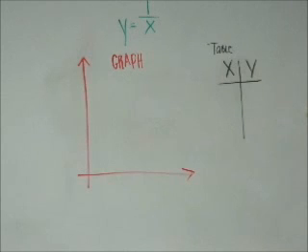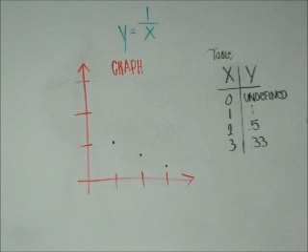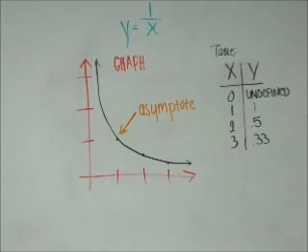Here we have a graph and table. Let's have the inputs or x values as 0, 1, 2, and 3. This would mean that the y values would be undefined, 1, 0.5, and 0.33. Now just connect the dots, but don't forget to add the arrows at the end. They go on for infinity. And there you have your asymptote.